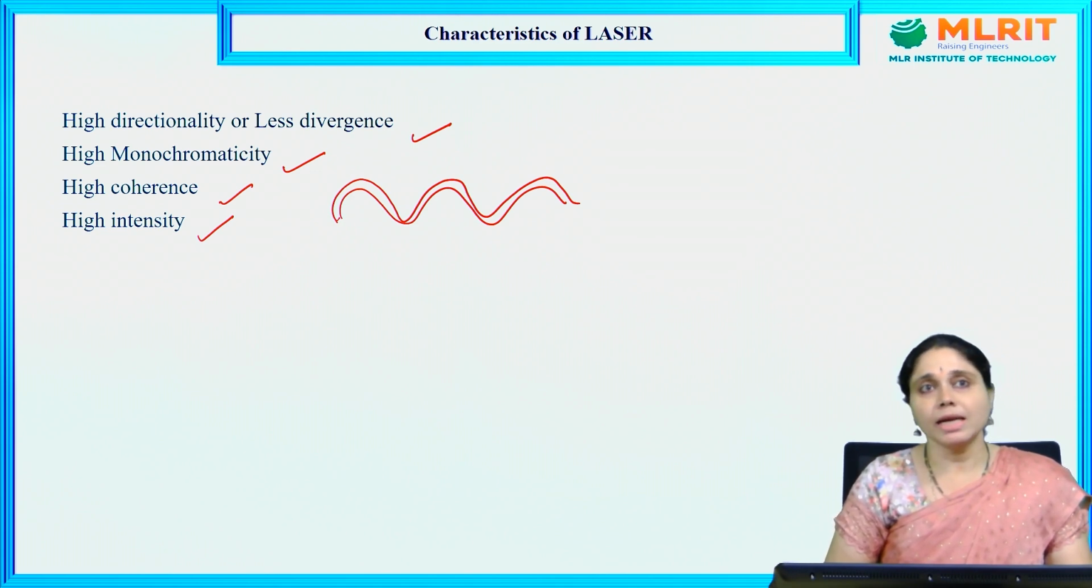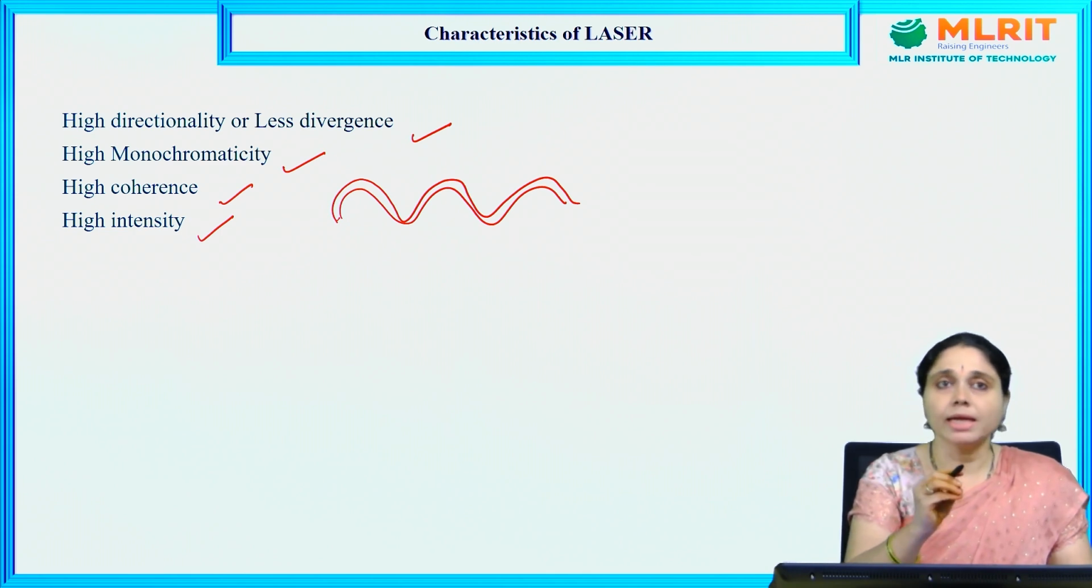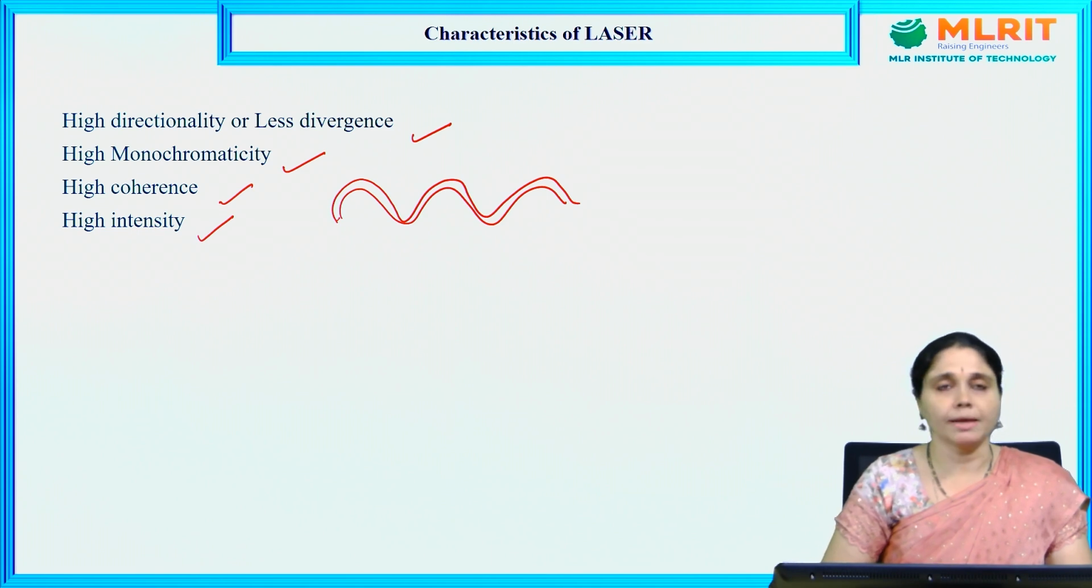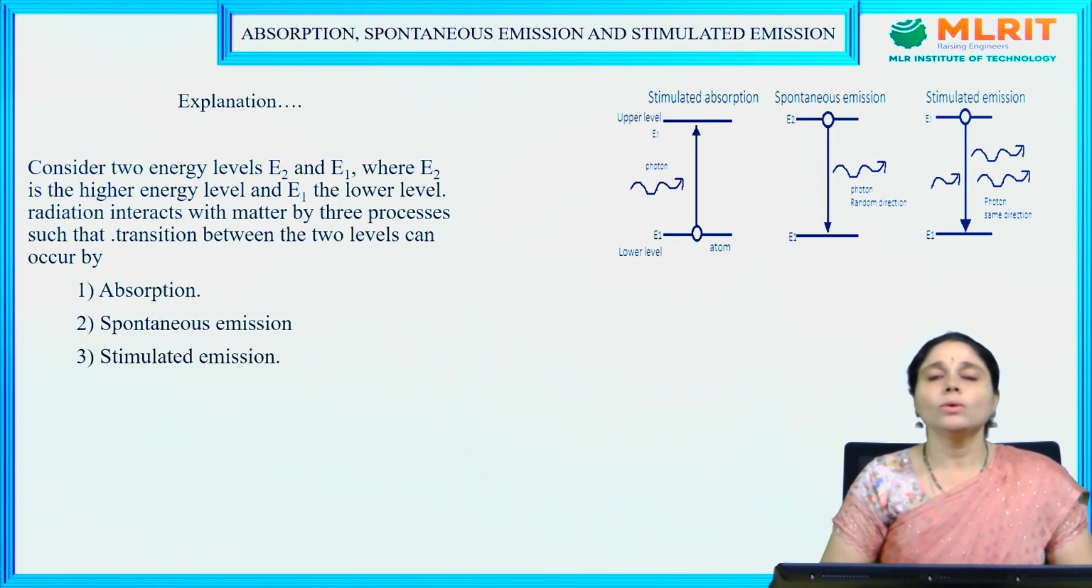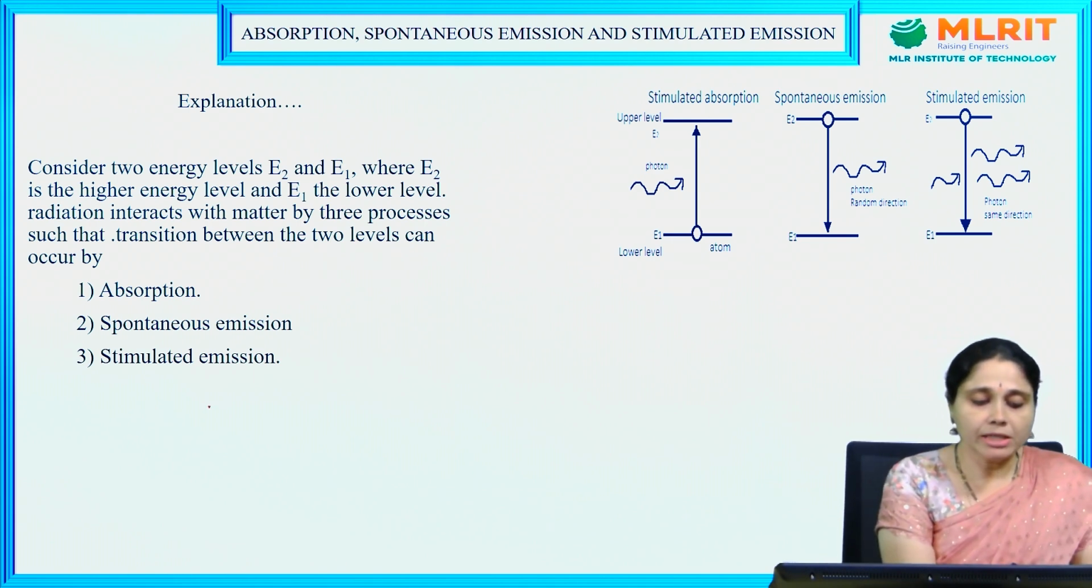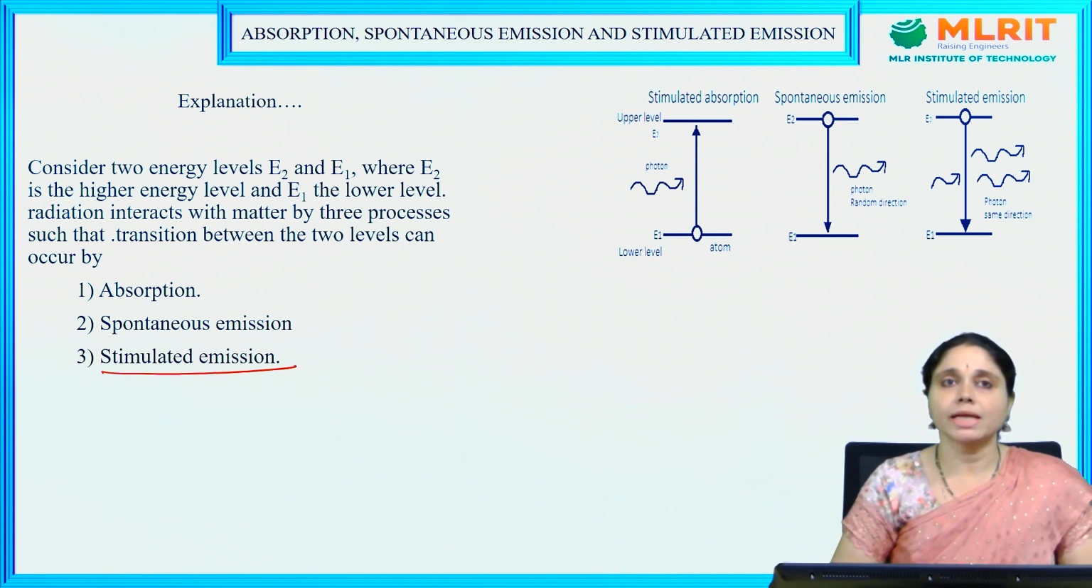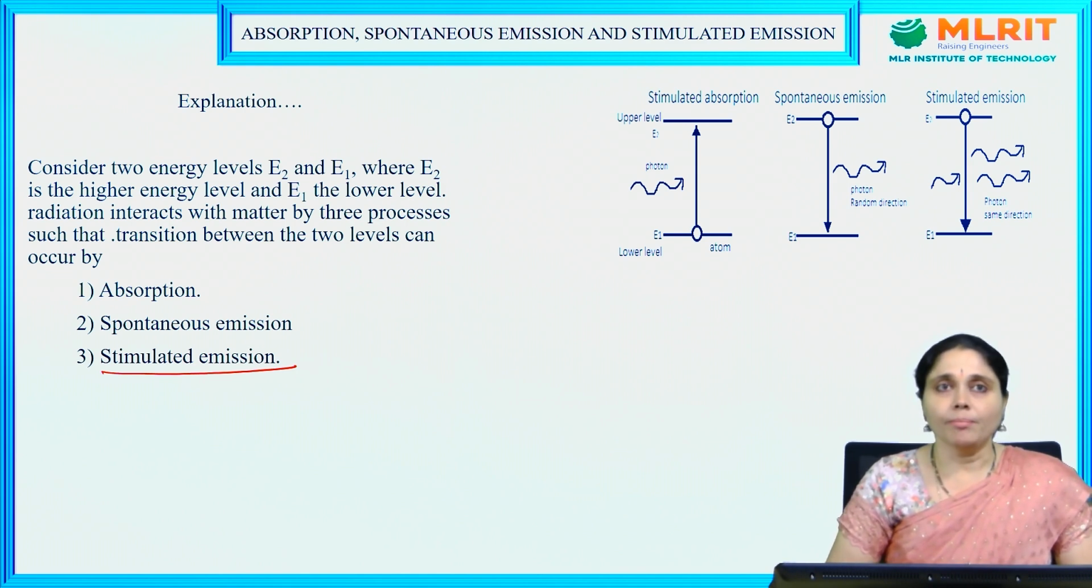So, the laser light is highly coherent and of high intensity. Since the laser light is very thick in nature, it is very intense. So, these are the four characteristics of laser. Now, we are going to observe how laser light is produced. What is laser? Laser means light amplification by stimulated emission of radiation. I have given the definition in the first slide. For a laser to come, we need to get the stimulated emission of radiation.